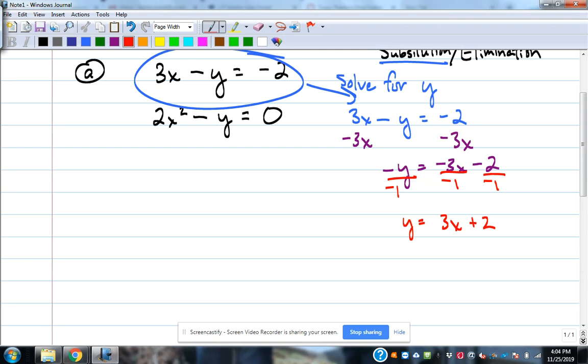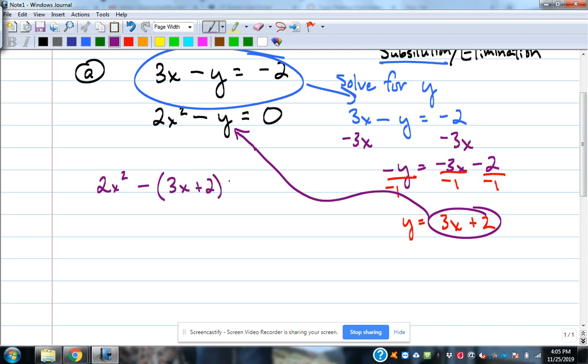Now, the idea of substitution is that now that I know what y equals, I can take that part and substitute it in the place of y in the other equation. And then I have an equation that looks like this: 2x squared minus (3x plus 2) equals 0. And that is an equation that only has one variable in it. It has only got x's in it. So that's doable. When we've got two variables in there, it's very difficult to solve for a single answer out of that. So this gives us a fighting chance at it.